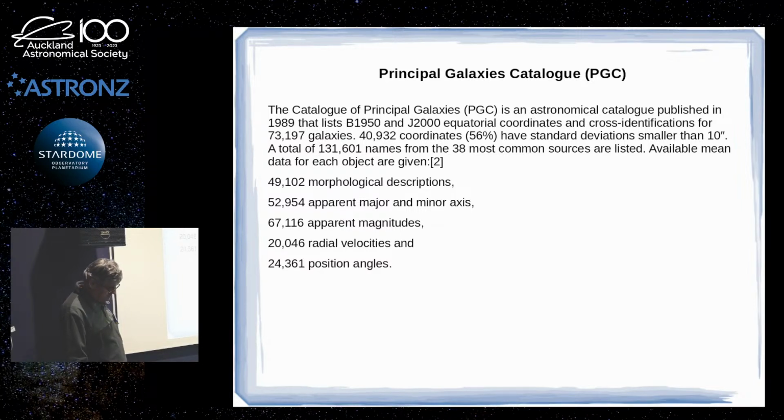When you get into galaxies a bit more, there's the Principal Catalogue of Galaxies. This is obviously a much more recent one, and you've got 131,601 galaxies. Obviously, a lot more galaxies are known than this, but you're starting to get into really faint stuff when you get outside of this. And of course, a lot of galaxies are just not catalogued at all.